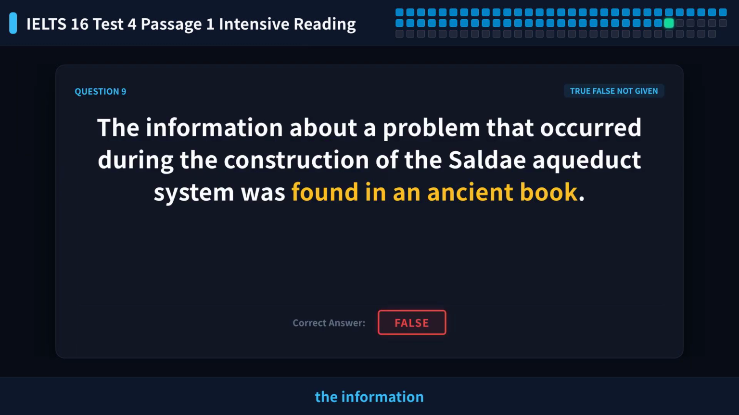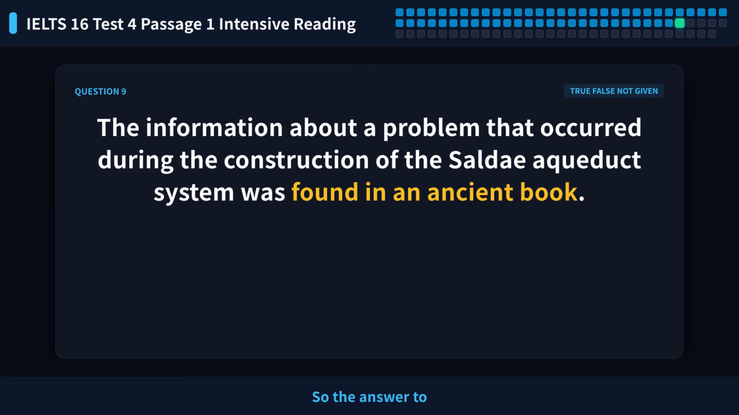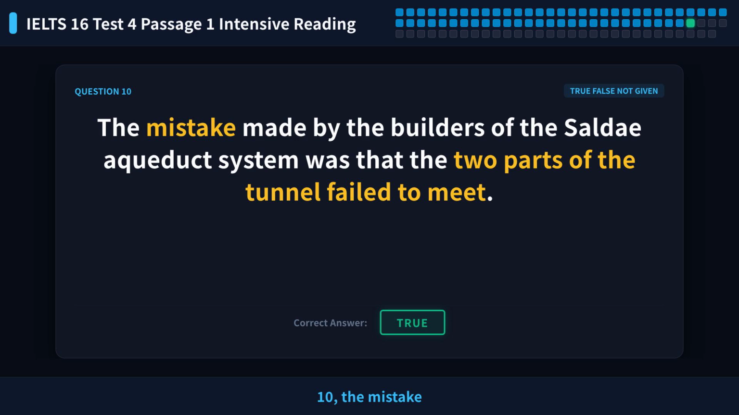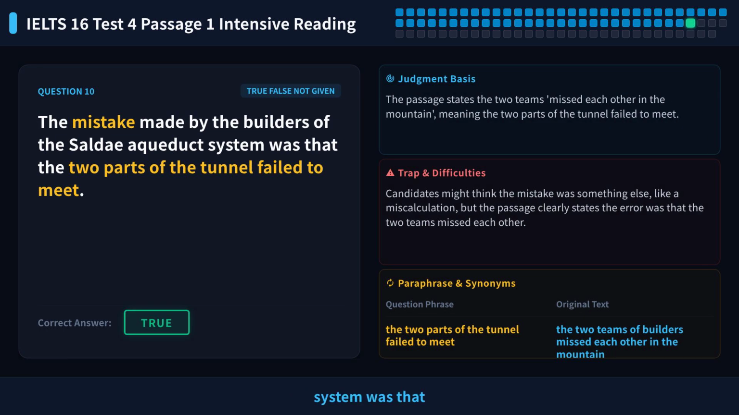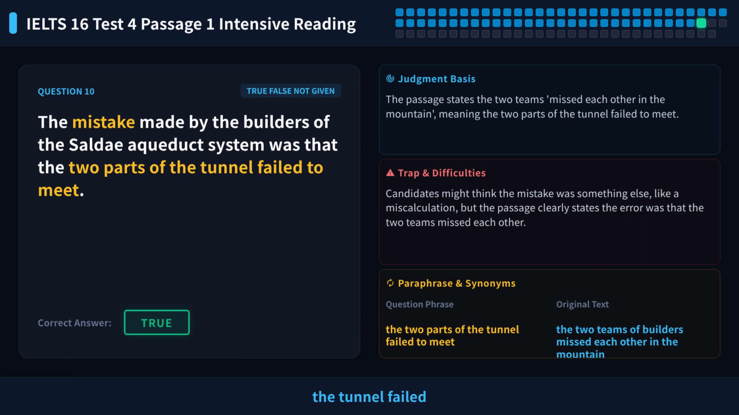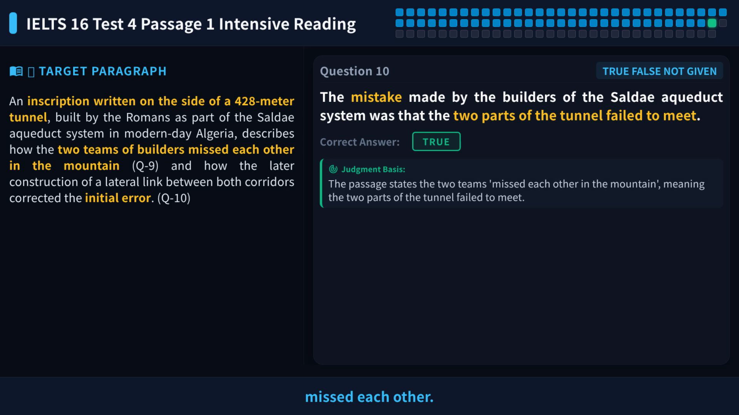The question says the information is in an ancient book, but the text says it is on an inscription on the tunnel wall. This is a substitution of the object, a type of opposite replacement. So the answer to question 9 is false. Let's look at question 10. The mistake made by the builders of the Saldae aqueduct system was that the two parts of the tunnel failed to meet. Key clue words, the two parts of the tunnel failed to meet. Locate to paragraph 3, scanning landmark words, the two teams of builders missed each other.